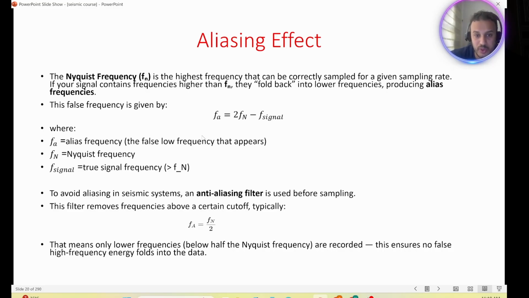Any value below this we are in safe mode, but we can filter by using a filter that removes frequencies above a certain cutoff. Typically we use Fn divided by 2, the Nyquist frequency divided by 2, which means only frequencies below half of the Nyquist frequency are recorded. This ensures no false high frequency energy falls into the data.